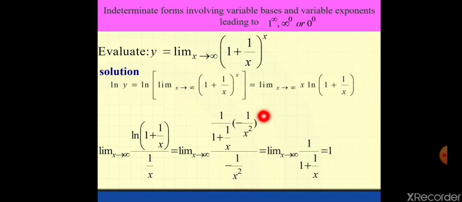Now you can simplify: the negative 1 over x squared cancels with the negative 1 over x squared. So you can use direct substitution in the final answer. You find 1 over (1 plus 1 over infinity), which equals 1. So the final answer is 1. This is ln y, and we need to find y. So ln y equals 1. If ln y equals 1, then y itself is e. So the final answer of this problem is e.